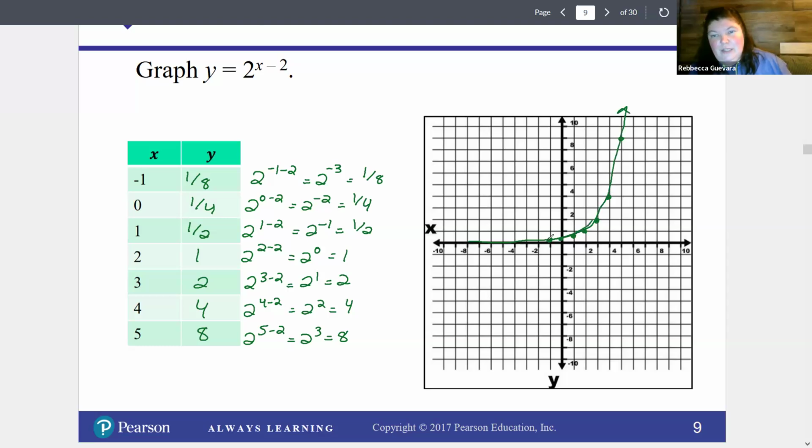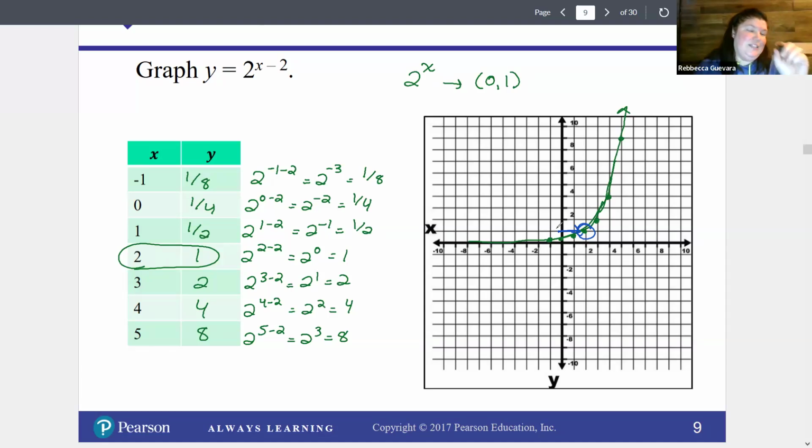So this looks just about like what we had before, but if you remember, before when I had 2 to the x, I had a point at 0, 1. Now I have a point at 2, 1. So this point right here got shifted over to the right by 2 points. So this is just 2 to the x, but shifted 2 points to the right, because we were adding or subtracting directly onto that x, so we get those horizontal shifts.